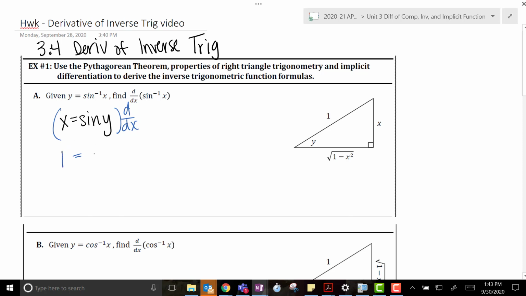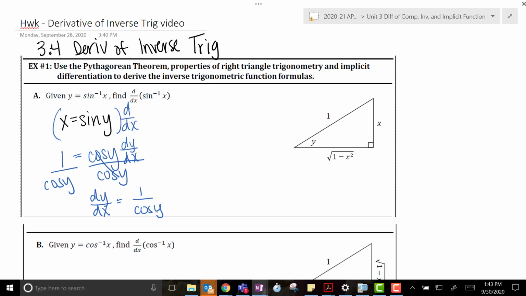The derivative of sine of y is cosine of y, but because we differentiated y with respect to x, we leave that dy over dx in place. The last little bit is that I would solve for dy over dx by dividing by cosine of y. And I can say dy over dx is going to be 1 over cosine y. Now let's talk about what that means here.